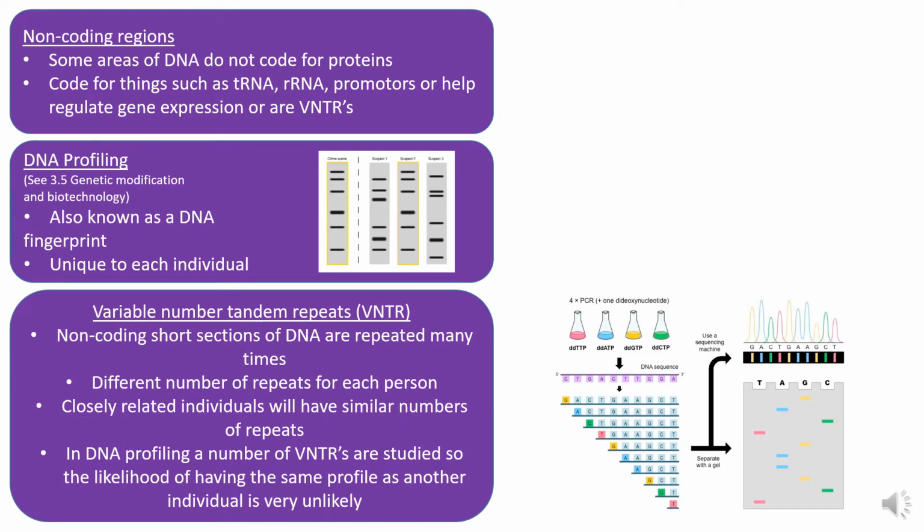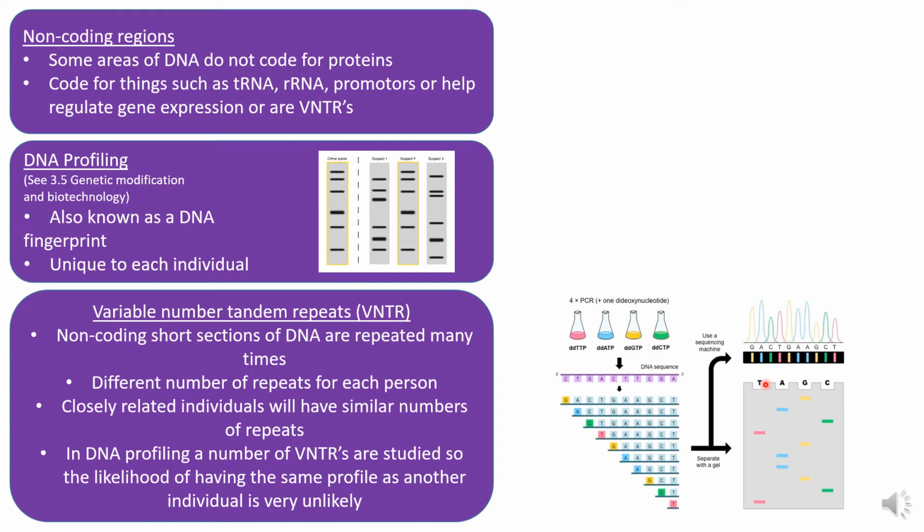Now, just as a reminder, DNA profiling, which you will have covered in section 3.5, genetic modification and biotechnology, is also known as a DNA fingerprint, and it's unique to each individual. These variable number tandem repeats allow us to produce a DNA profile. Variable number tandem repeats are short sections of DNA that don't code for genes, but they're repeated many, many times. For example, it might be CGT, and CGT would be repeated many, many times within the same section of the DNA. So it would just be CGT, CGT, CGT, CGT, one after the other.